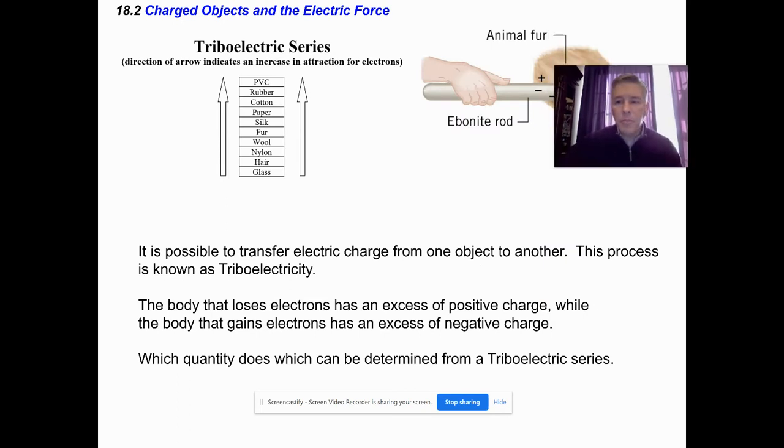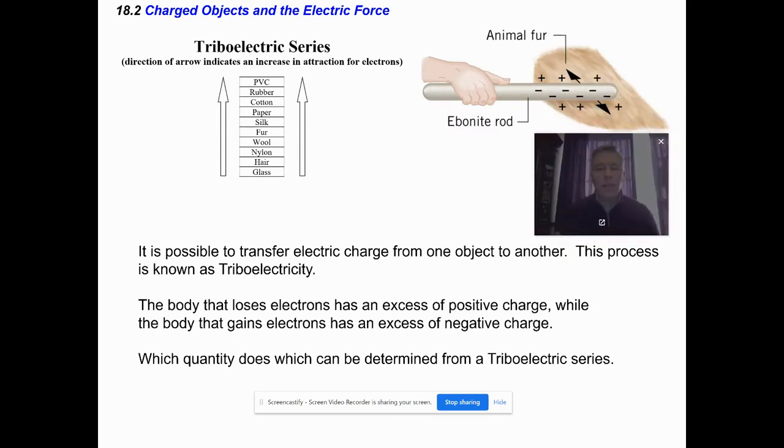The next thing, moving myself off of the piece of fur there, is we know that we can charge things up. When you rub your coat or you take off a sweater in the middle of winter, it tends to get that staticky feel. And really what that's called is triboelectricity. In other words, you're using friction between two objects to transfer charge from one object to the other.